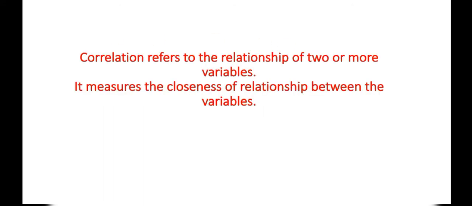Correlation and regression. I have divided this chapter in two videos. This video is on correlation and the next video will be on regression. What is correlation? Correlation refers to the relationship of two or more variables. It measures the closeness of the relationship between the variables.